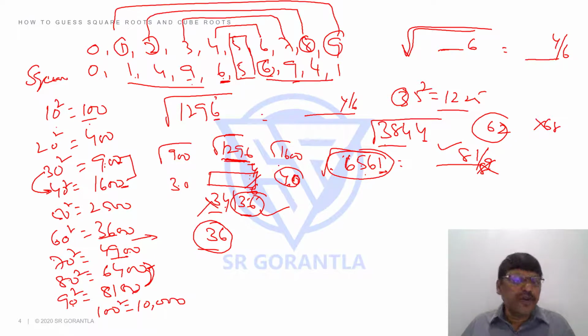Done? One more example. Can you tell me what is the square root of, say, 7056?